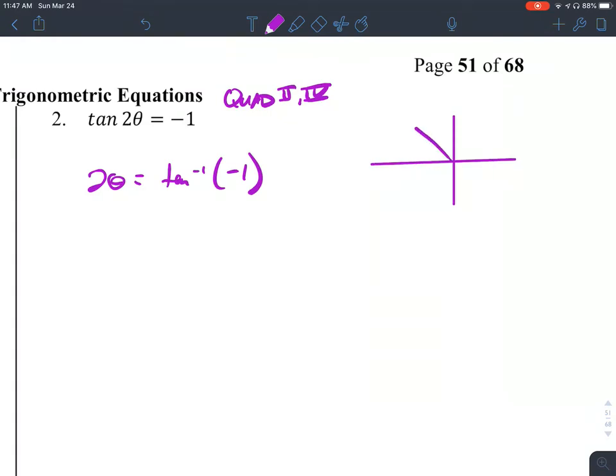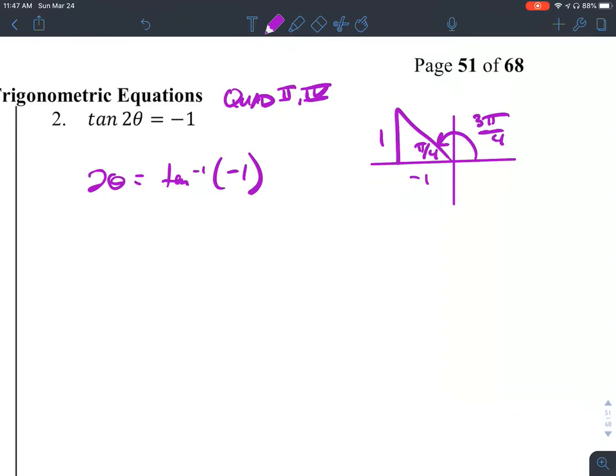If it's in quadrant 2, that makes this angle pi over 4. That's a 45, 45, 90. This is 1 and this is negative 1. Or you can think of them as negative square root of 2 over 2 and positive square root of 2 over 2. That's going to make this angle 3 pi over 4.